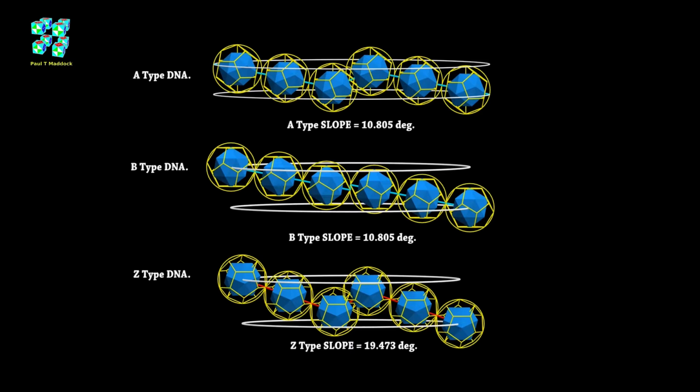Now if you look at the top A DNA, the flat faces of the icosa are in the vertical position. And if you look, the vertices of the dodeca outline, the yellow outline, are in the vertical position. So it's the exact opposite of B-type DNA.